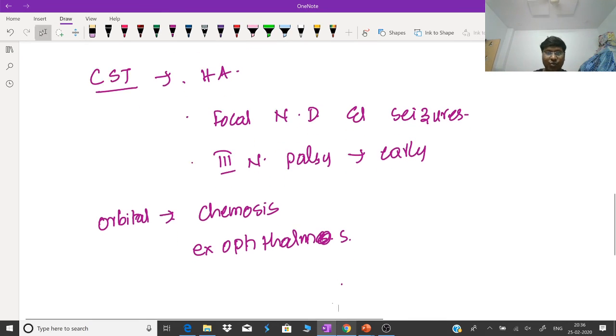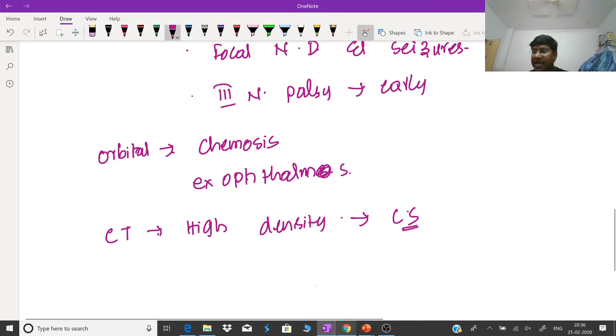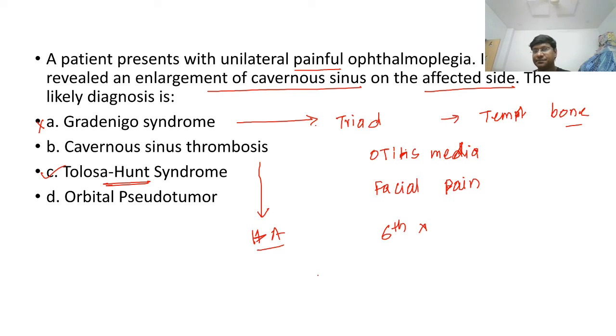Now the question is, what does the CT scan show? The CT scan shows a high density thrombus in the cavernous sinus. Whatever features I have discussed about cavernous sinus thrombosis are not there in this particular question, so cavernous sinus thrombosis is ruled out. Only one point, enlargement of the cavernous sinus, will not by itself tell you cavernous sinus thrombosis.